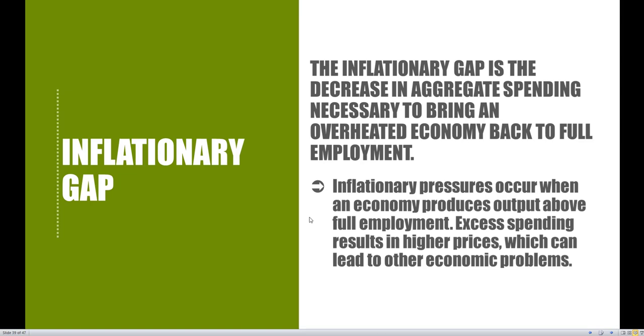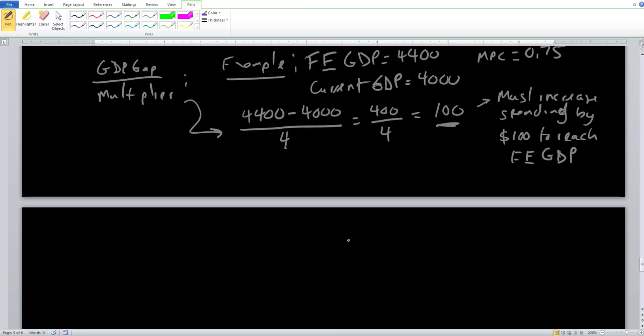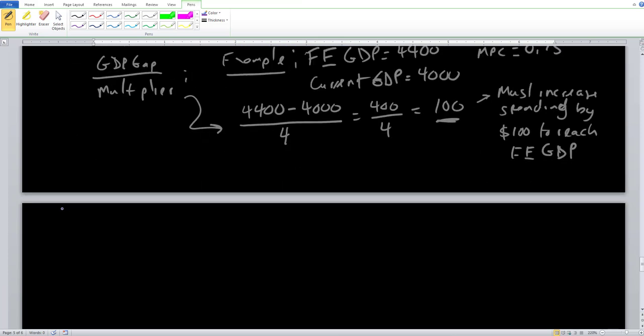Whenever our current GDP is greater than our full employment GDP, that just tells us that we're overheating just a little bit and we want to slow down the economy, and we can do so by having spending decreases. Thankfully for our purposes, once again, this inflationary gap has the same exact formula as the recessionary gap, except now it's going to be a negative number.